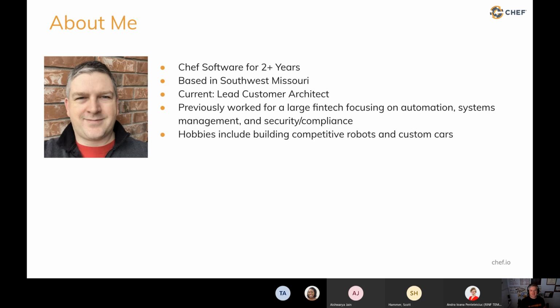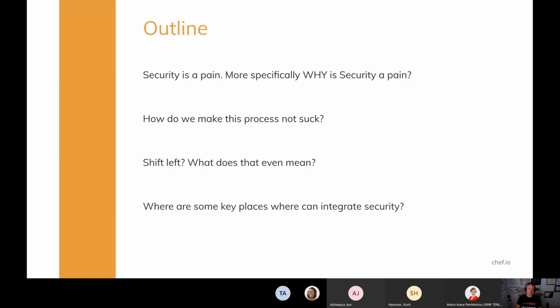All right, so let's take a look at our outline. Like, what are some of the things we want to talk about? So this session's focused on security and compliance, right? So everybody says security is a pain, but we need to understand why is security a pain? Like, what are the actual things that make it painful? The second thing we'll look at is how do we make this process not suck? Because it does. A lot of people have really, really broken processes.